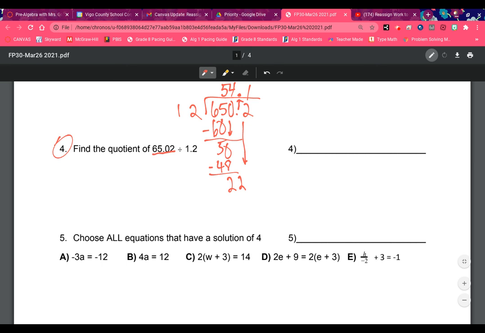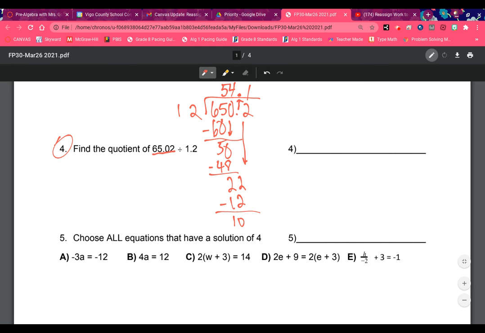Since I have my 1, I'll do 1 times 12, which gives me 12. Subtract it, and now I get 10. So now I have to work with it and try.